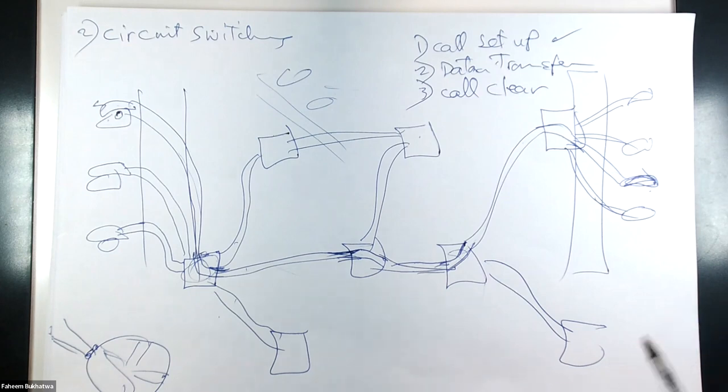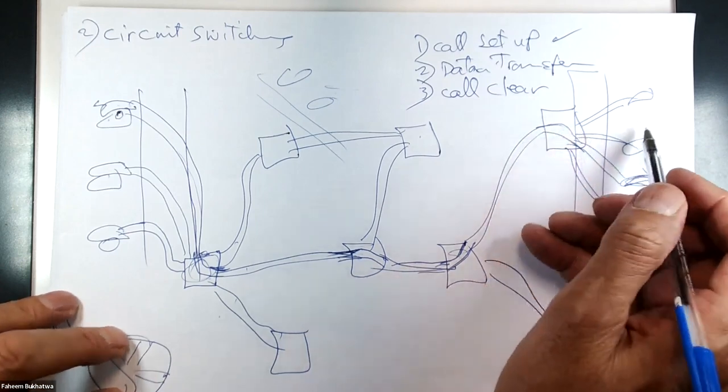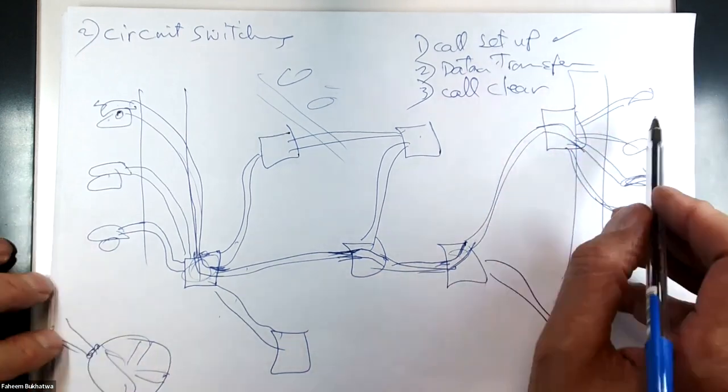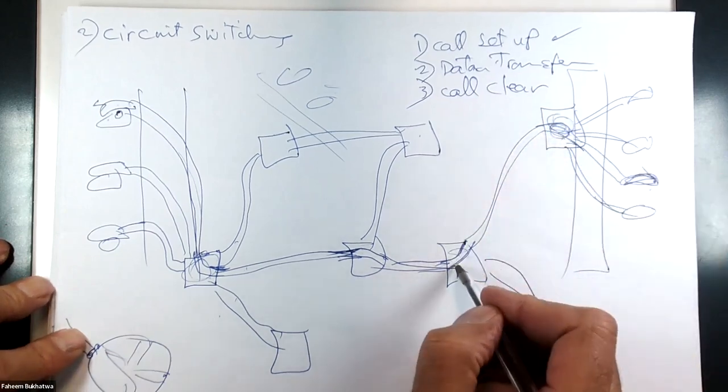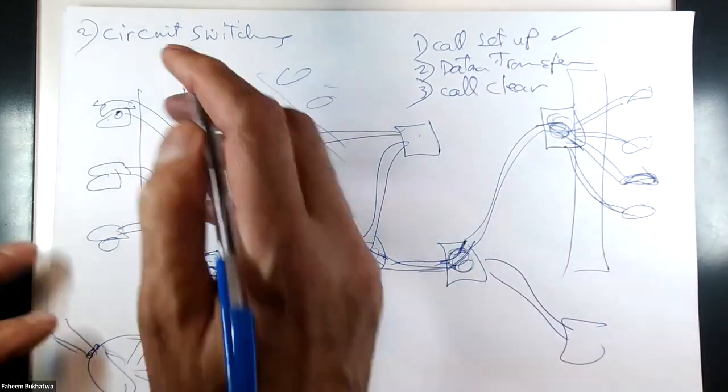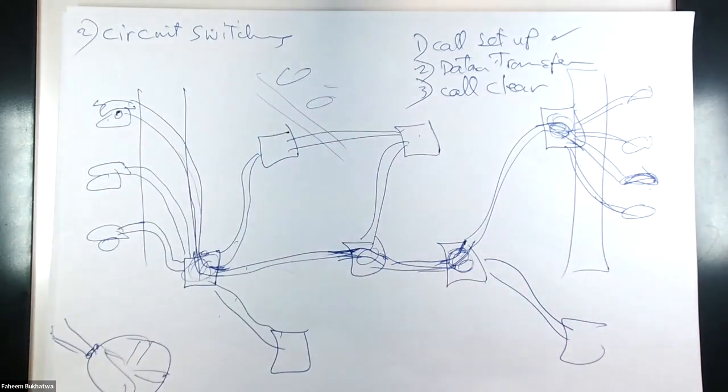Now, why do you clear the call? Either side can clear the call, by the way. Once you hang up, then this will go back to normal position, free, and all these switches will become free, and the wires become available for any other call. So what's the advantage of this? First, when you get the line, it's dedicated to you. So it's a dedicated line. It's not shared, except later on when they started multiplexing, but it's not shareable.